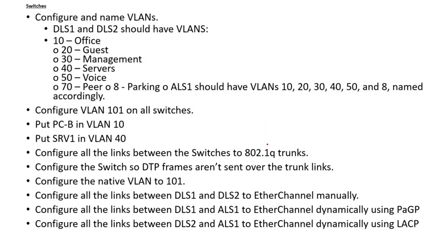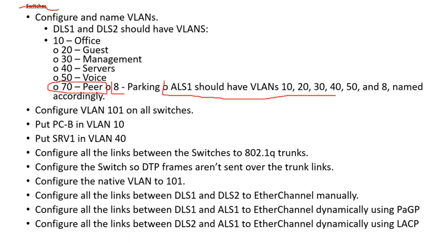So we're going to start right away with the switches in the first switching portion. Configure and name VLANs. DLS1 and DLS2 should have VLANs 10, 20, 30, 40, 50, 70, and 8. And then ALS1 should have VLANs 10, 20, 30, 40, 50, and 8. You'll notice the difference is this 70, the peer network.